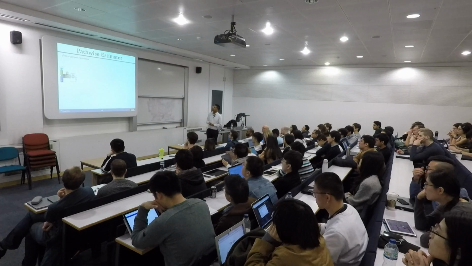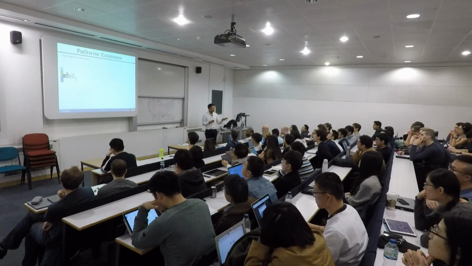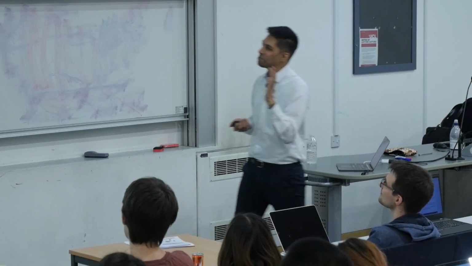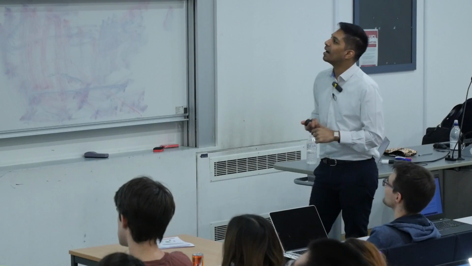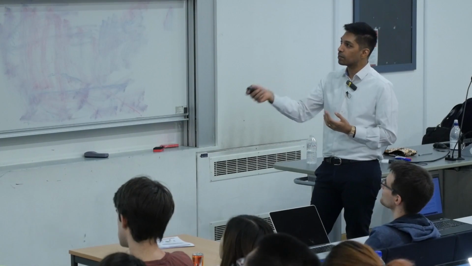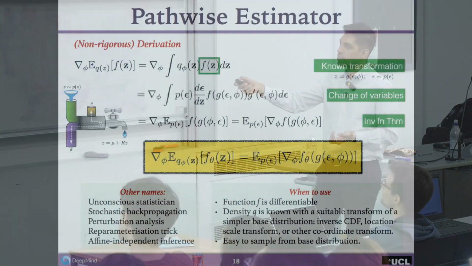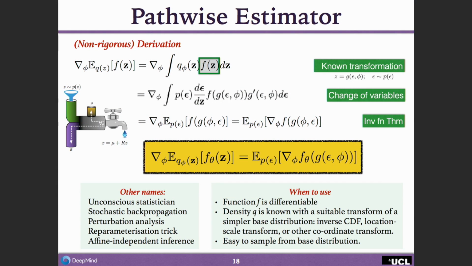So let's just do the trick. A bit of a non-rigorous, weird kind of derivation, but I think it will work. So again, this is our integral problem. It is the integral of a function f against a distribution q, and we want to know the gradients with respect to phi. And you have a known transformation, which is g, which transforms samples epsilon with parameters phi into z. So we're going to do this change of variables.